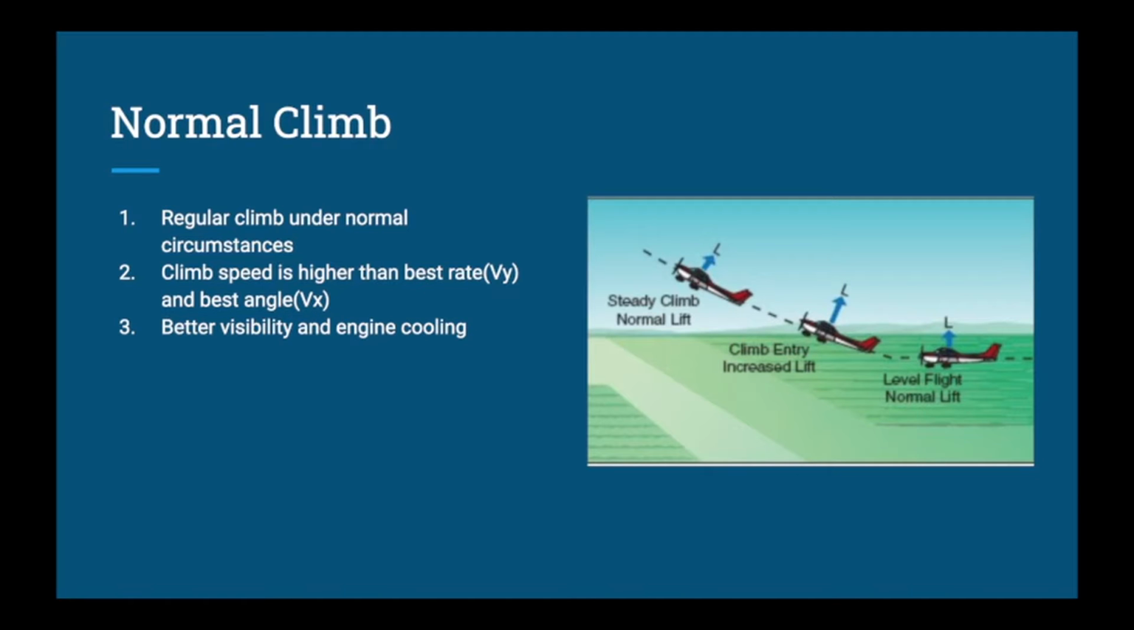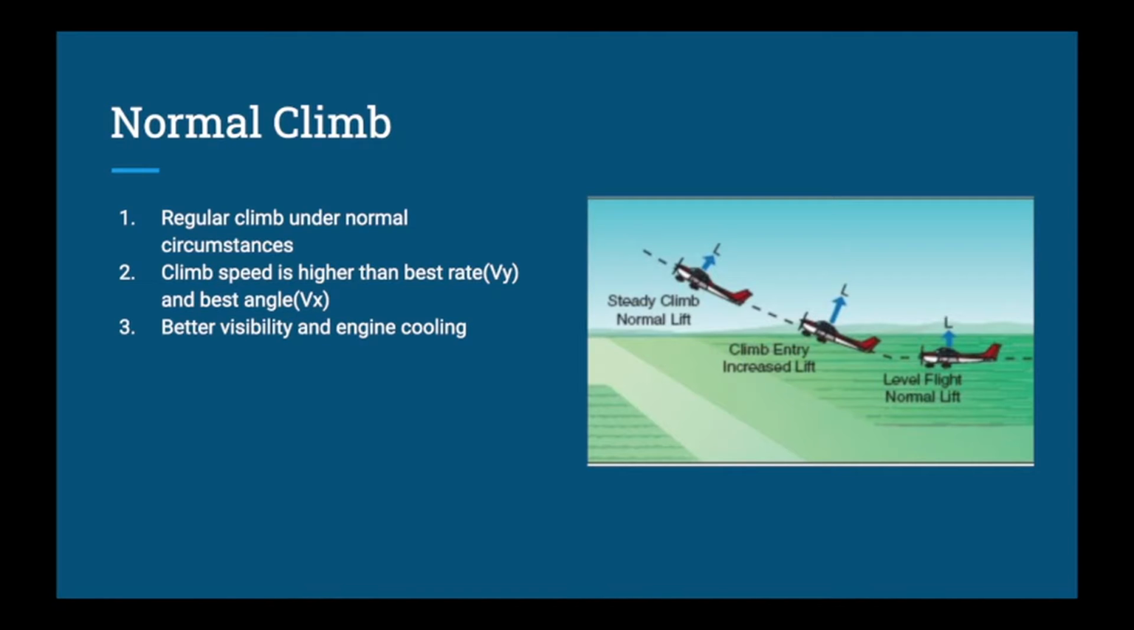If you're up at altitude and you just want to climb, you don't really want to do a best angle or a best rate. But if you're at 3,000 feet and you're climbing to 4,000 feet, that would be a good time to do a normal climb. The climb speed, as far as the airspeed, is normally higher than your best rate and your best angle. For example, in a 172, somewhere between that 70 to 80 knot range. Once again, you'll find that in your POH.